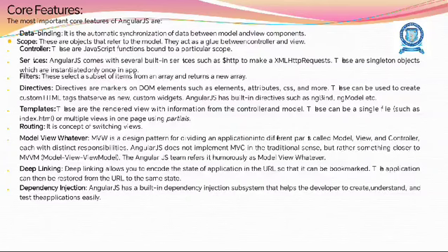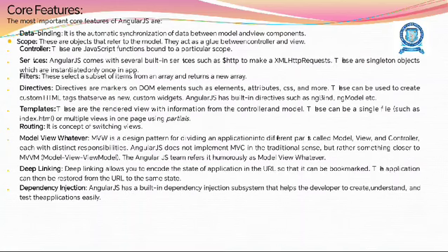Core features. The core features of AngularJS are data binding, scope, controller, services, filters, directives, templates, routing, model view whatever, deep linking, and dependency injection. So one by one we can see. First one is data binding. It is the automatic synchronization of data between model and view components. Scope. These are objects that refer to the model. They act as a glue between controller and view.